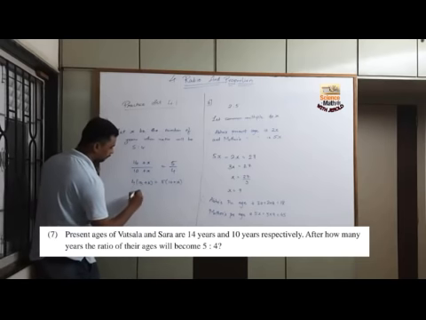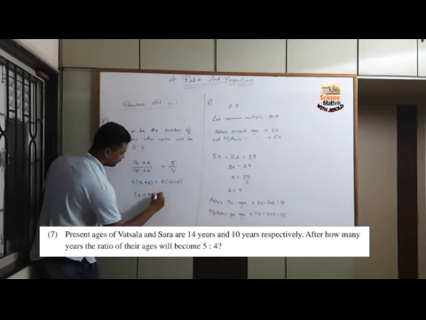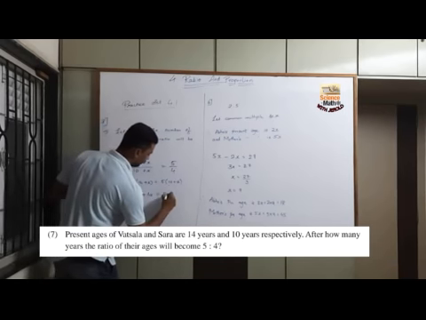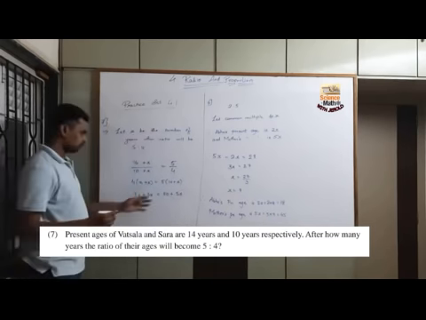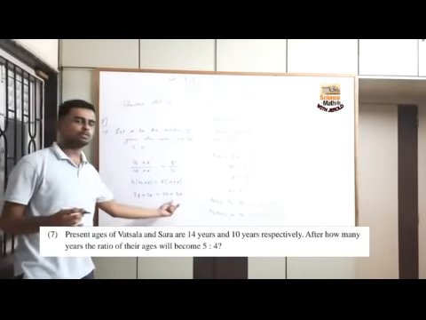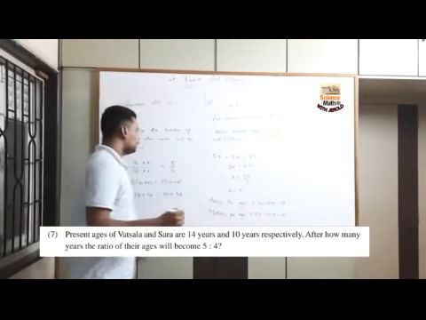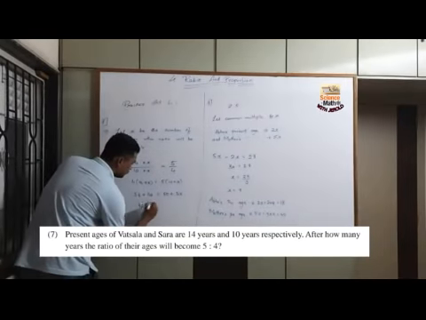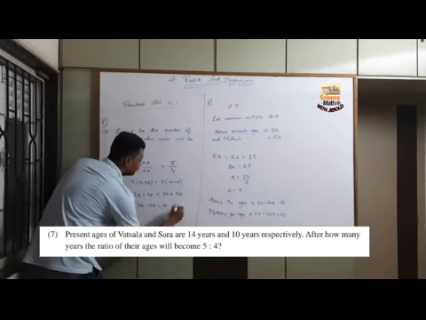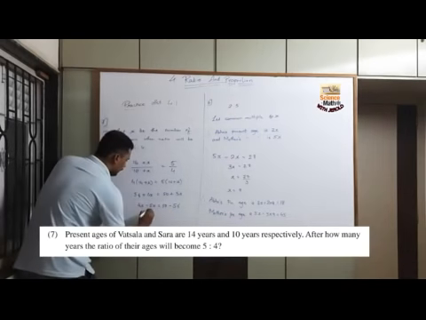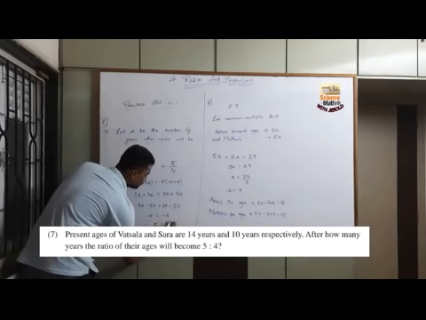Now calculating it, 4 into 14 gives 56, plus 4x, is equal to 5 into 10, which gives 50, plus 5x. Now bringing like terms together, numbers on one side and terms with x on the other side. So 4x minus 5x is equal to 50 minus 56. So I get minus x is equal to minus 6. Therefore, x is equal to 6.